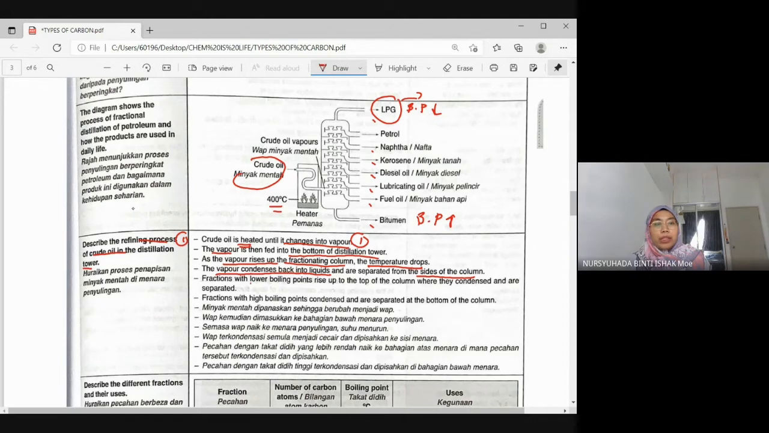Fractions with lower boiling point rise up, manakala fractions with high boiling point stay at the bottom. Okay, beginilah. Kalau soalan tanya macam mana refining process berlaku, so kamu ceritalah. First, kita masukkan crude oil and then crude oil ni kita heated until 400 degrees Celsius. And then the vapor akan pergi at the bottom of the tower. And then the vapor akan rise until at the top. So bila naik atas, the temperature become lower. Then lama-lama dia akan condense jadi liquid.